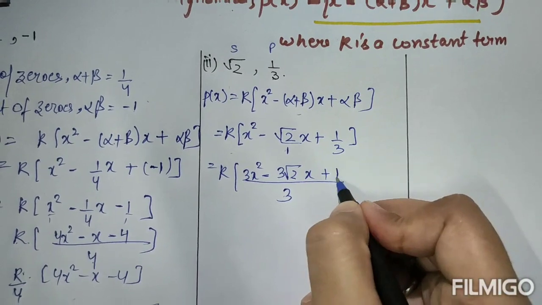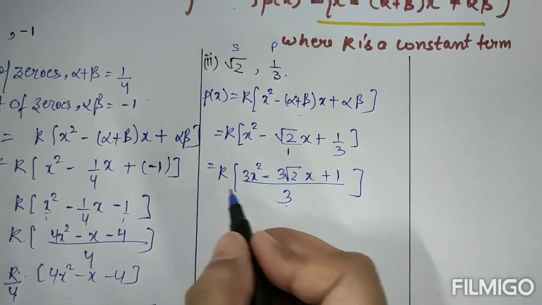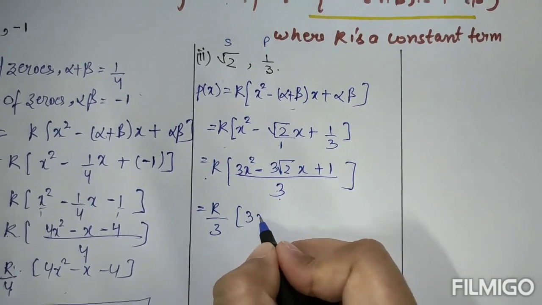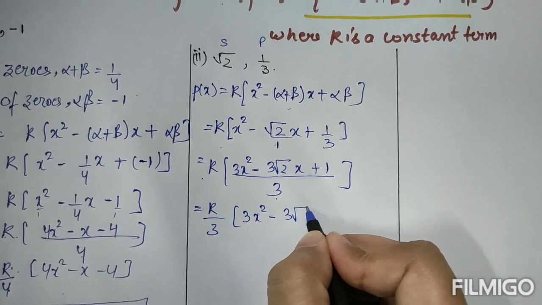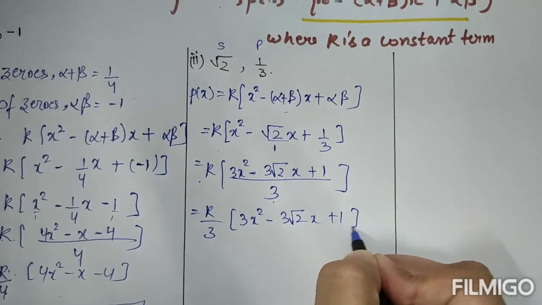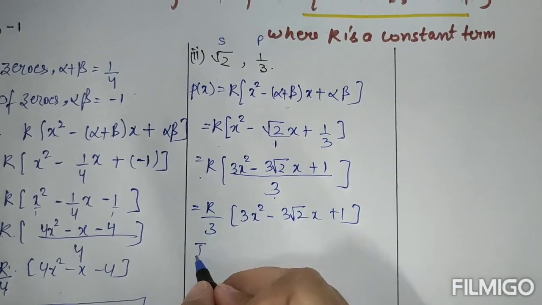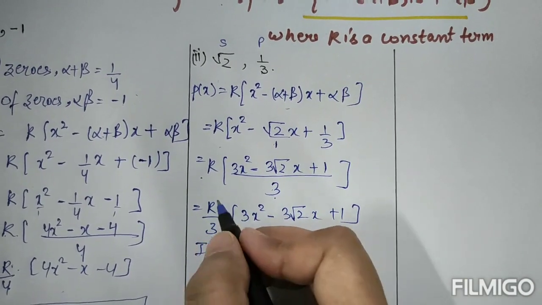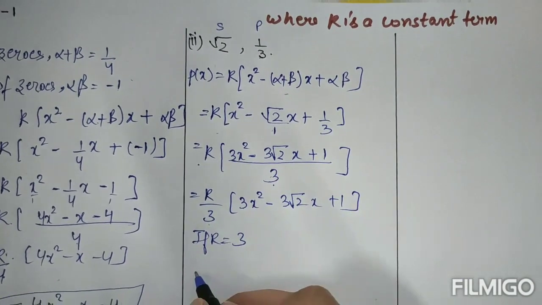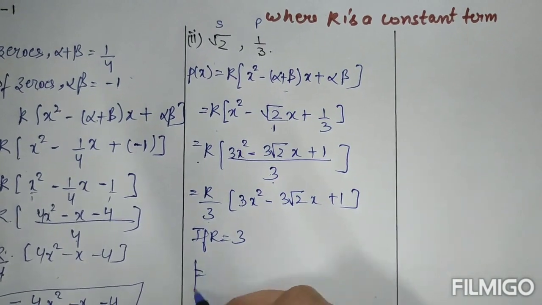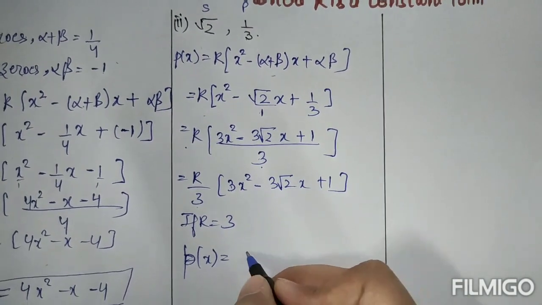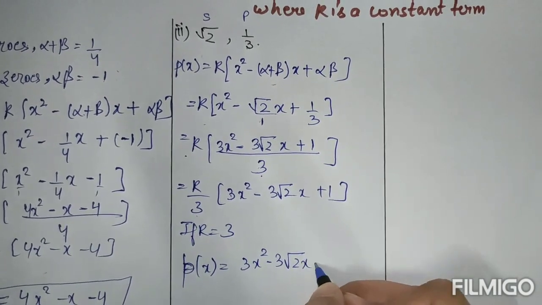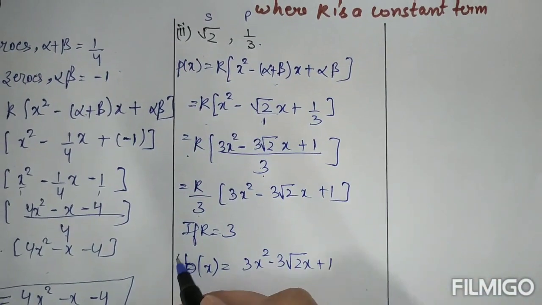X plus 1. Clear? Now take this 2. It will become k by 3, 3x square minus 3 root 2 x plus 1. Now if k equals 3, then 3 divided by 3 will be 1, and you will be left with the polynomial p(x) is 3x square minus 3 root 2x plus 1. This will be your polynomial.